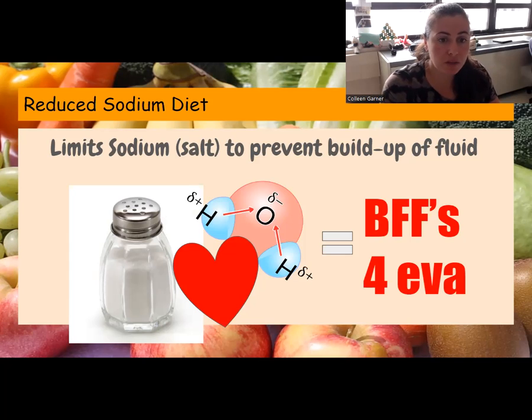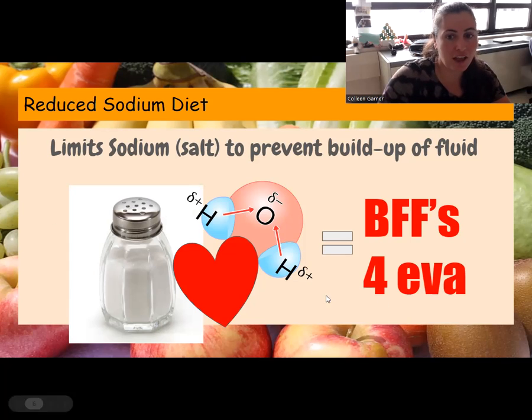So sodium and water love each other. They are like best friends. They love each other, and that is going to build up fluid within the body, which is going to put extra stress on the heart.